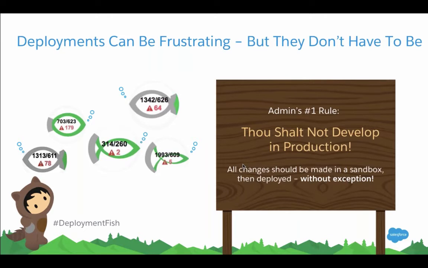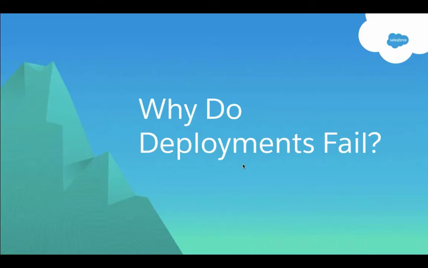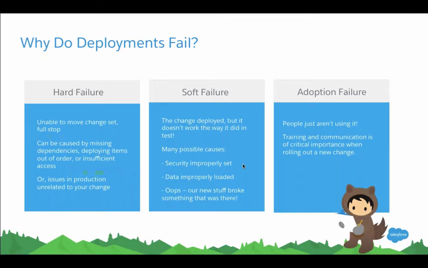So this brings us to an admin's number one rule: thou shalt not develop in production. All changes should be made in the sandbox and then deployed without exception. We all know if we don't learn from the past, we are doomed to repeat it. So let's take a look at some of the common reasons a deployment might fail.